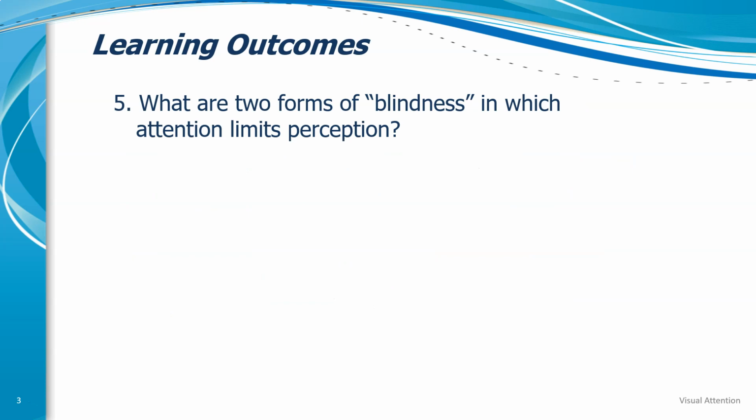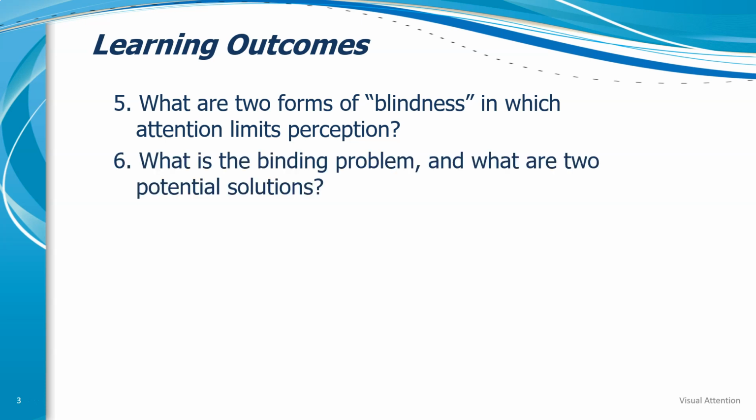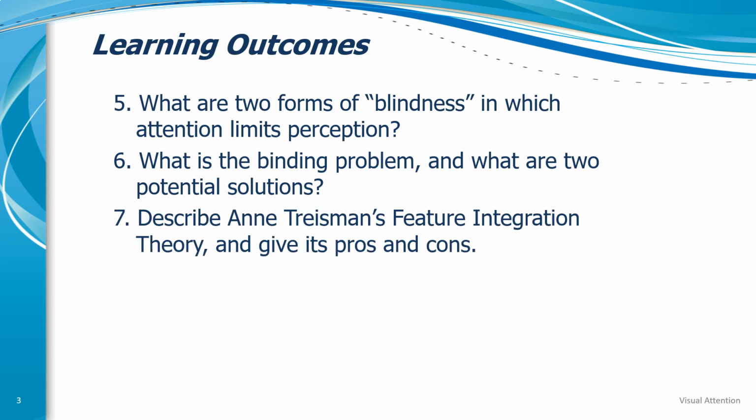I also want to explore, once again, the absence of perception, in this case, the absence of visual attention. So I'll put blindness in quotes here. Two forms of blindness in which attention limits perception. Number 6 is a thorny theoretical problem called the binding problem, and I'll talk about a couple of potential solutions to explain how our attentional visual system handles this problem. And then I'll go into a bit more depth on something called feature integration theory, and I'll discuss its pros and cons.